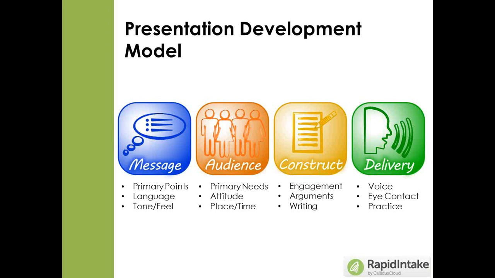And then construct. How are we going to construct this? And I didn't say write because writing is a piece of construction. How are we going to construct the engagement process? How are we going to construct our outline, our flow, and how are we going to build our arguments? And then finally, delivery. Voice, eye contact, practice, body, all those good things. And why didn't I say speech development model? Because if I say the word speech, many people start to flush, want to run out of the room. But if I say presentation, actually people feel better about it. So these are the 4 pieces that we're going to use in our development model today.